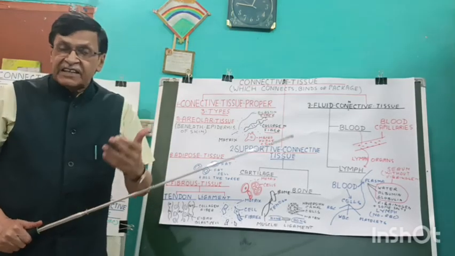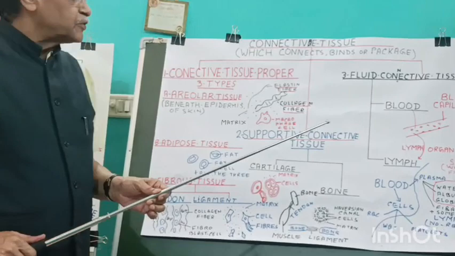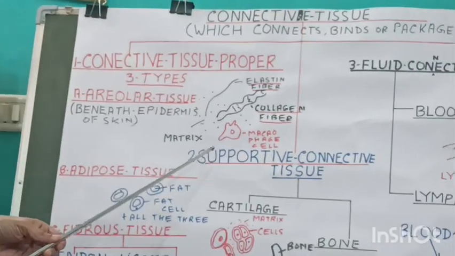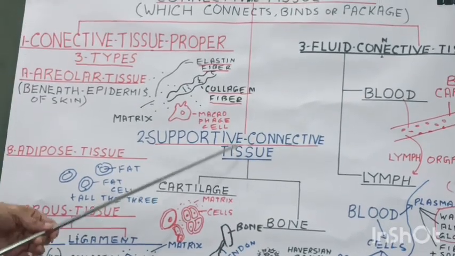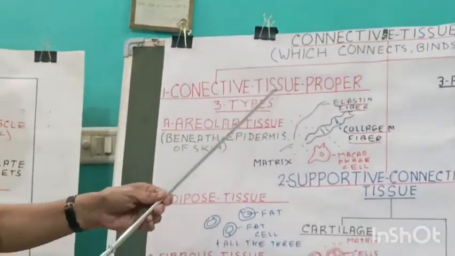It can be divided on the basis of its functioning into three types. Number one, connective tissue proper. Number two, supportive connective tissue. And number three, fluid connective tissue. First of all, the connective tissue proper.